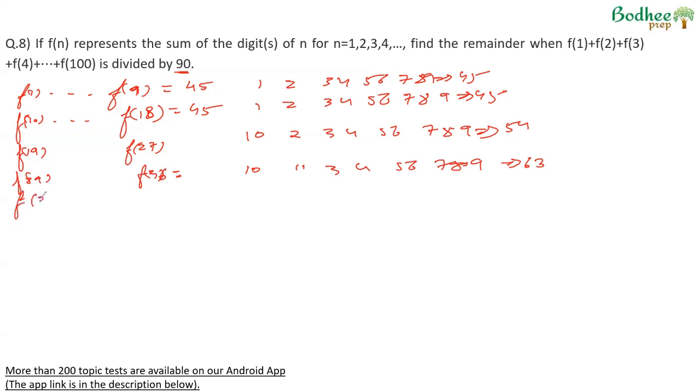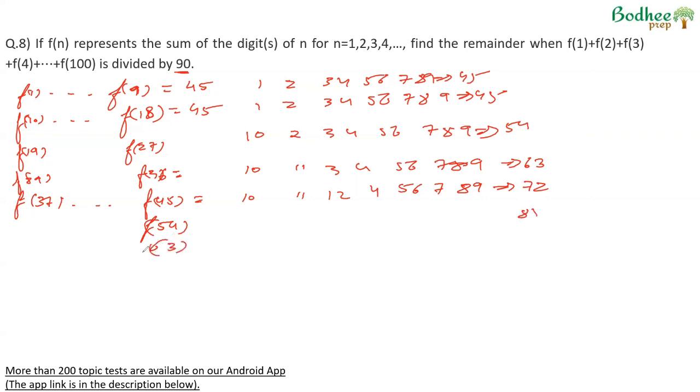From F37 to F45, the first three terms are 10, 11, and 12 for 37, 38, 39. After this, 40 will be 4, 41 will be 5, 6, 7, 8, 9. The sum will increase to 72. This will keep on happening. So for the series ending in F54, the sum will be 81.